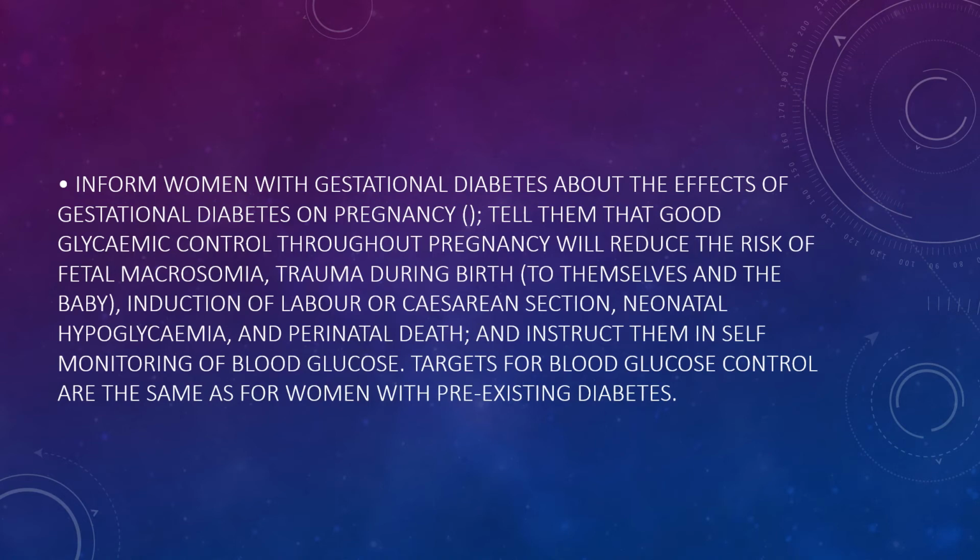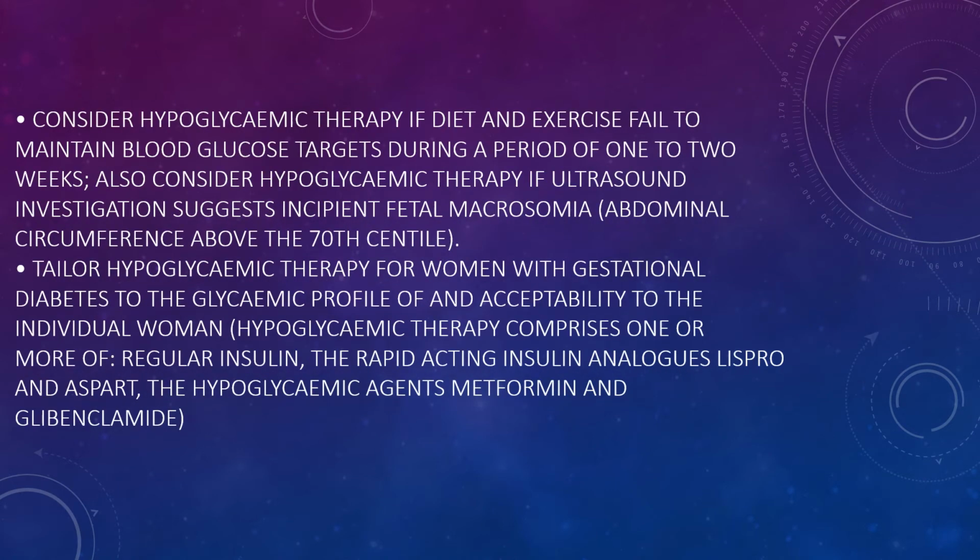Tell her that good glycemic control throughout the pregnancy will reduce but not eliminate complications such as fetal macrosomia, birth trauma, and a higher rate of interventions, and the level of glucose monitoring is the same as that for pre-existing diabetes. Consider hypoglycemic therapy and diet. We start with diet for 2 weeks. If diet control fails, we can start oral anti-diabetic drugs such as metformin.